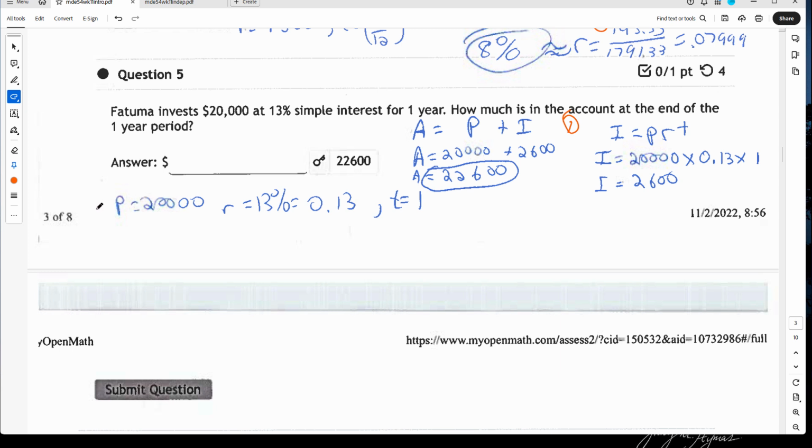So assign values to my variables in the formula. And then I plug into the formula, and I simplify it here. My I is $2,600. So for my future value, I have my formula there. I know what I is, I know what P is here, and I plug into my formula, and then I do my computation.